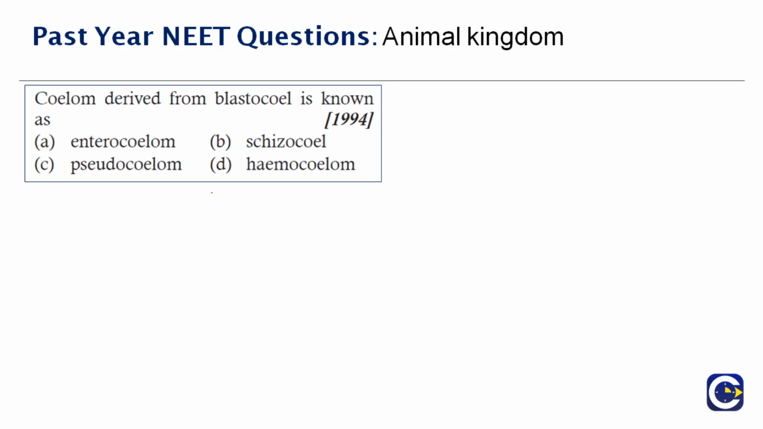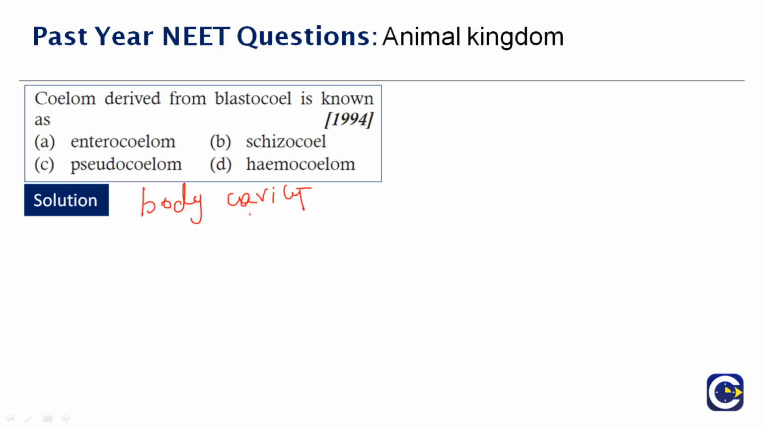Okay, next question here. Coelom derived from blastocele is known as dash. Coelom or the body cavity. So when we talk about coelom, it also refers to the body cavity. When derived from the blastocele, it is a pseudocoelom, as found in nematodes or rotifers. In this type of cavity, mesoderm is lined on only one side, that is towards the body wall, and coelom derived from blastocele is known as pseudocoelom.